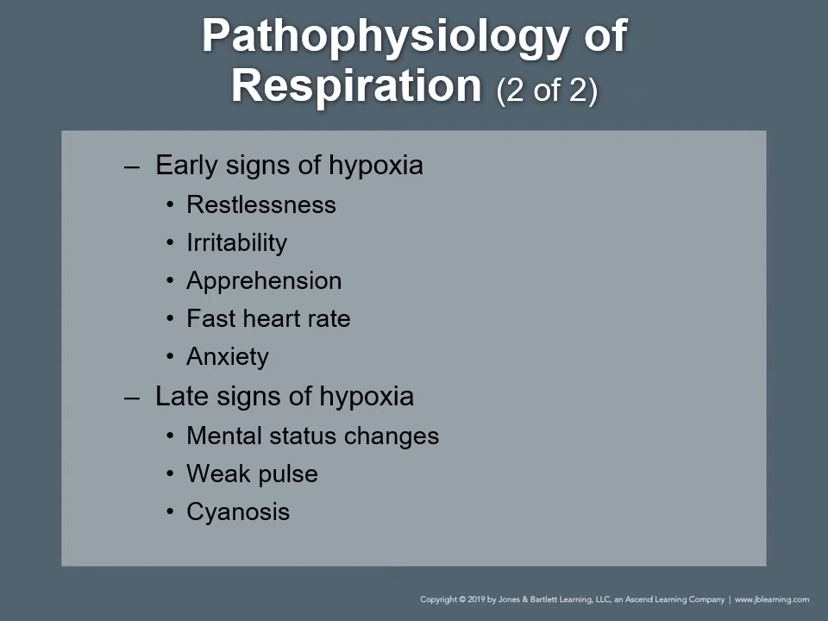The onset and degree of tissue damage caused by hypoxia often depend on the quality of ventilations. Early signs of hypoxia include restlessness, irritability, apprehension, fast heart rate or tachycardia, and anxiety. Late signs of hypoxia include mental status changes, a weak, thready pulse, and cyanosis. Responsive patients will report shortness of breath or dyspnea and may not be able to talk in complete sentences. Administer supplemental oxygen before signs and symptoms of hypoxia appear.